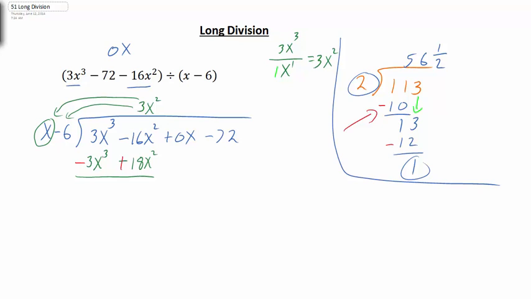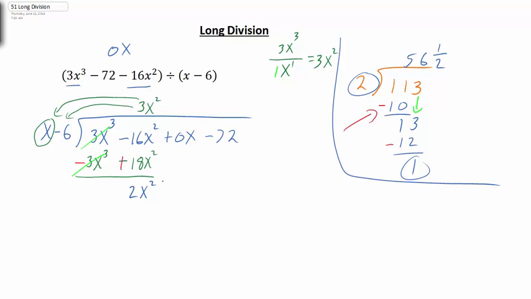3x cubed and a negative 3x cubed, these are opposite signs and they cancel out. And this first term here should always cancel out, otherwise you've made a mistake. So then we have a negative 16x squared and a positive 18x squared, which would be 2x squared.